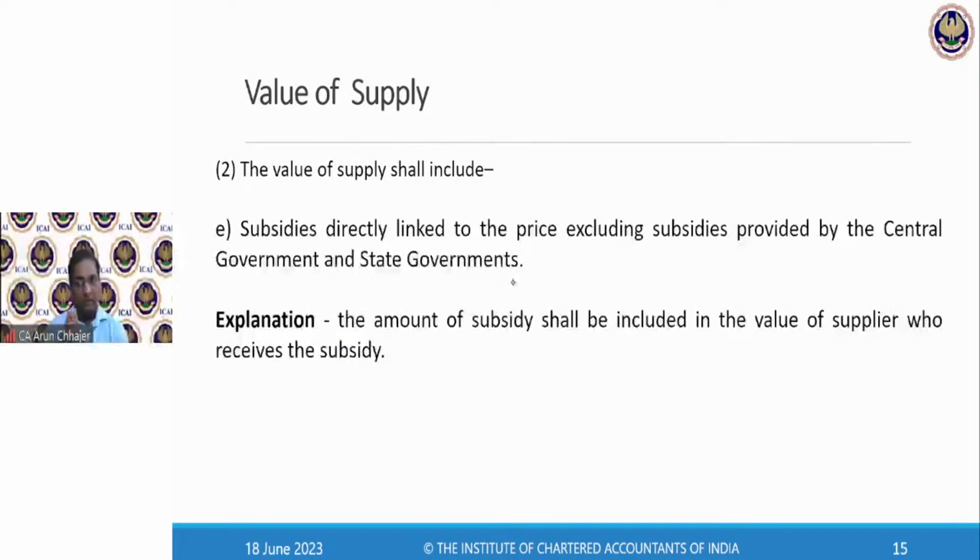Very, very important. The value of the supply shall include the subsidy which is directly linked to the price, excluding the subsidy provided by the government. Now, please note that the amount of the subsidy shall be included in the value of the supplier who received the subsidy. Now, to understand this, I will give you one example.